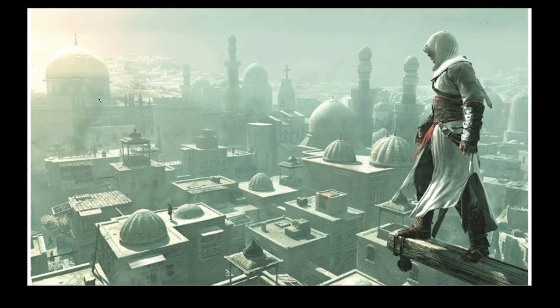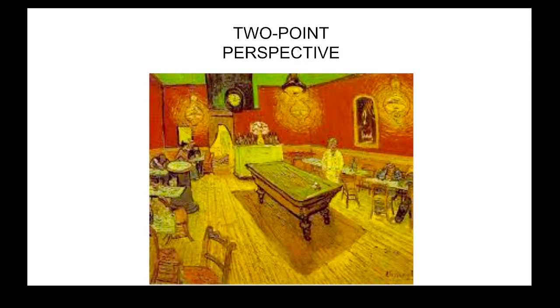And notice as we keep going back, it gets almost foggier and foggier till you can't see much. Okay, so those are some great examples of atmospheric perspective and how we can use that in artwork to create the illusion of depth. So let's take a look really quick at 2-point perspective.